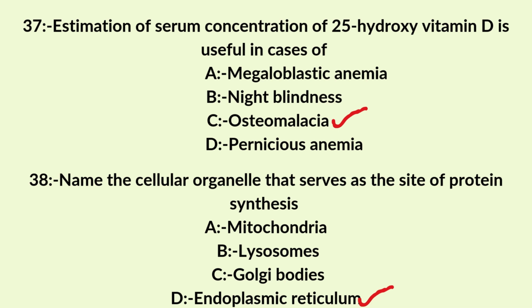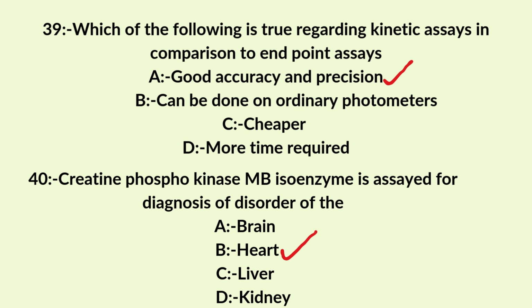Next one, name the cellular organelle that serves as the site of protein synthesis. Options: mitochondria, lysosomes, Golgi bodies, endoplasmic reticulum. Answer is option D, endoplasmic reticulum. So the site of protein synthesis is endoplasmic reticulum.